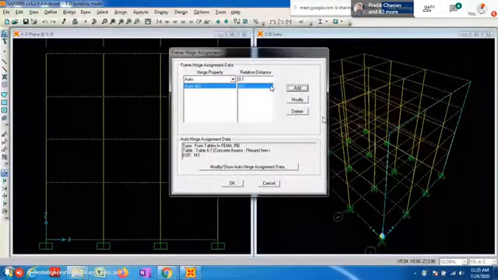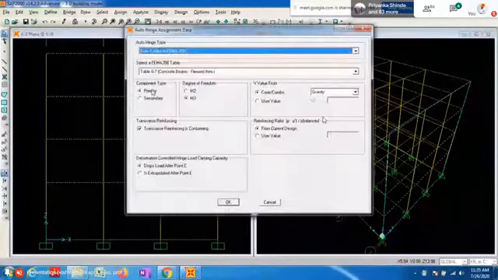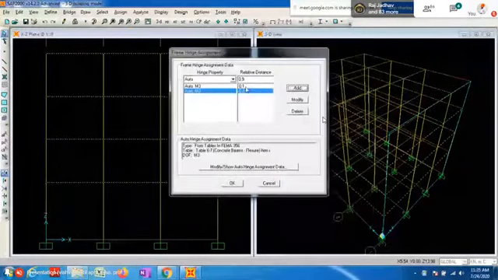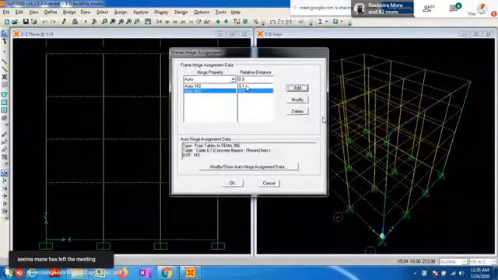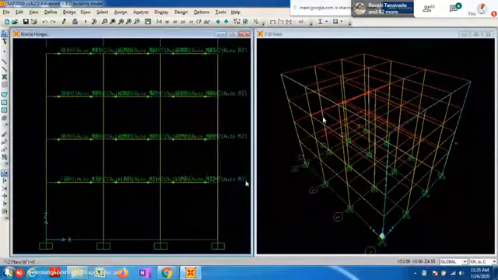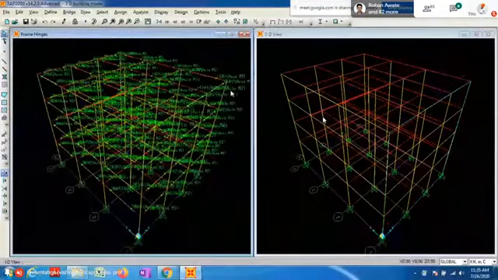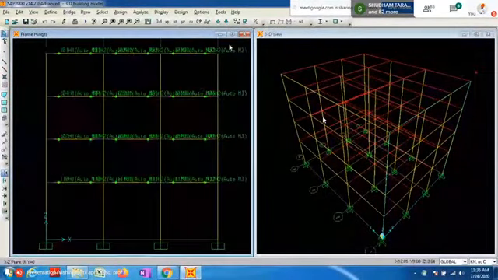Then similarly at the other end, it is 0.9, add this. Okay, the same information comes. So this is at the other end of the beam. Okay, so now we have assigned to every beam 2 hinges at 0.1 and 0.9, and then say okay. See, hinges have been assigned to all the beams. So this is for the beams.